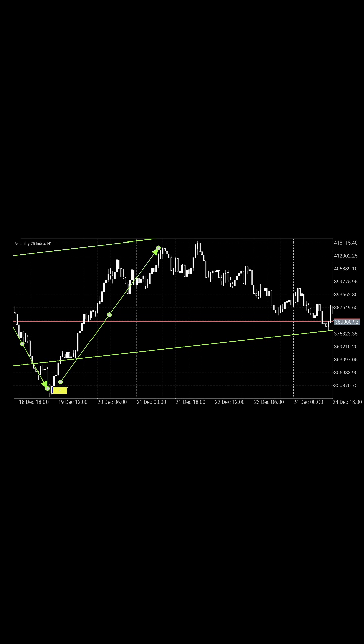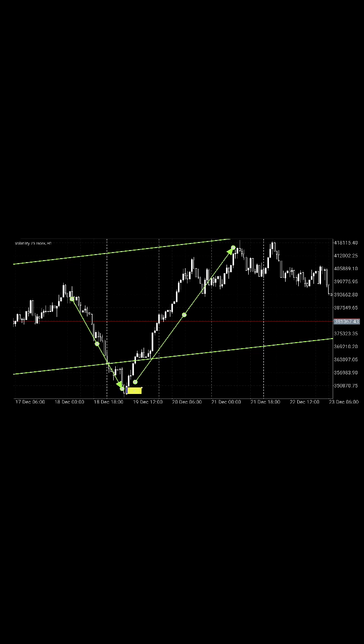Confirmation number 2, let's look at the candlestick patterns. We are now looking at the bearish candlestick pattern, meaning to say the straight line movement from the support to the resistance is over, and it confirmed with a shooting star. Yes, it confirmed with a shooting star.